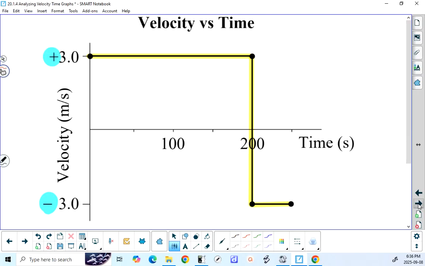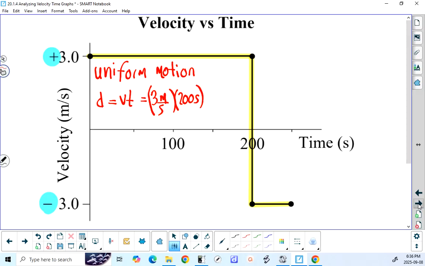Up here, what we have is uniform motion. Because for that 200 seconds, the object is traveling at a constant speed in a straight line. And we can use the formula distance equals speed times time to calculate how far the object travels in that 200 seconds. So if we take 3 meters per second and multiply that by 200 seconds, we get 600 meters. So for the first 200 seconds, the object travels 600 meters.